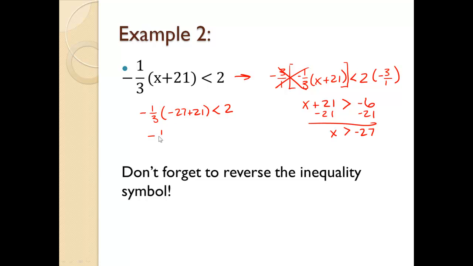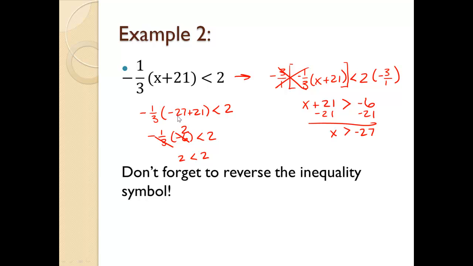Negative 27 plus 21 is negative 6. Negative 1/3 times negative 6, when you cancel stuff out, gives you a positive 2. Now, we said that x has to be greater than negative 27. So I'm just showing this as an example that if I used a number bigger than this, the result would be greater than 2. Okay? Remember, when you're talking about a negative number, anything bigger than that should be true.